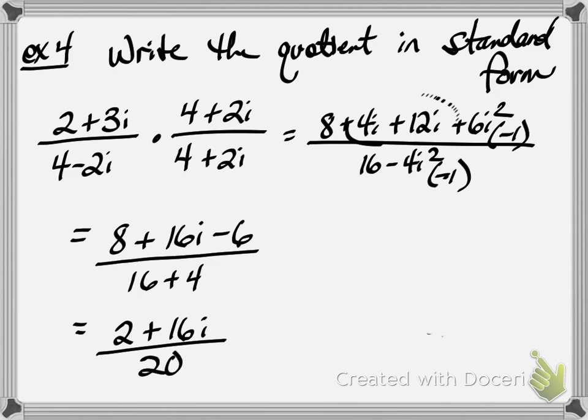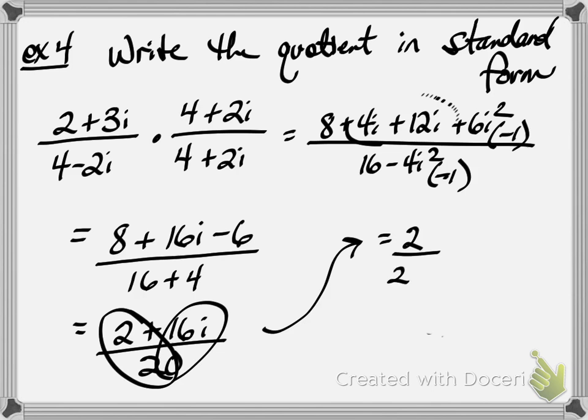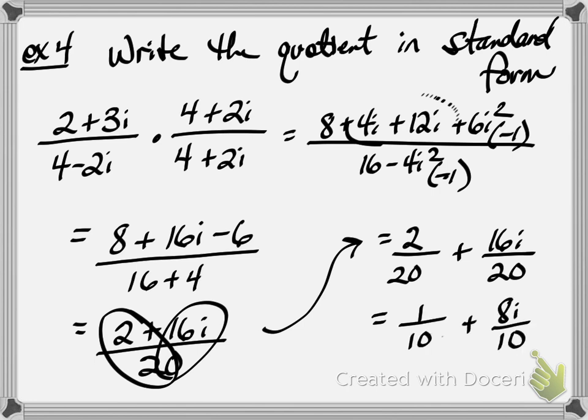I call this "I love math." I can take this fraction and separate it out into two that have the same denominator: 2 twentieths plus 16i over 20. And everybody needs to be reduced by 2. That second one will reduce again. 1/10 plus 4i over 5.